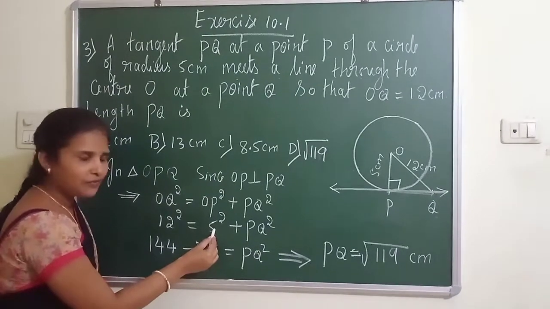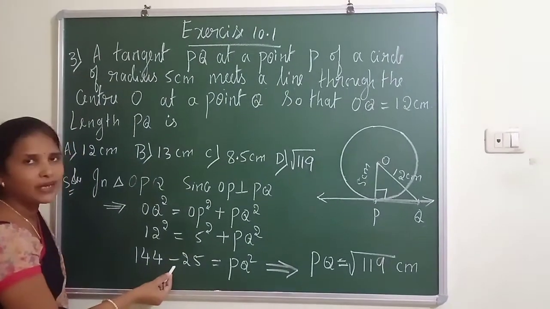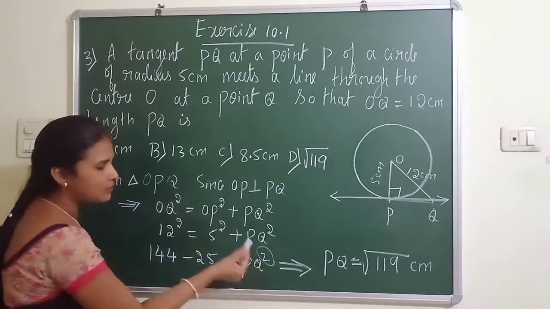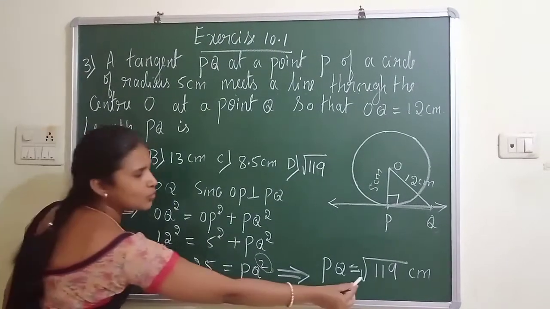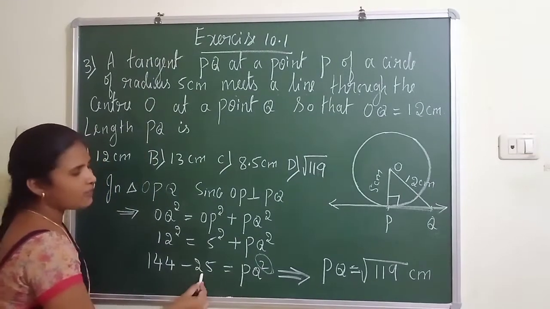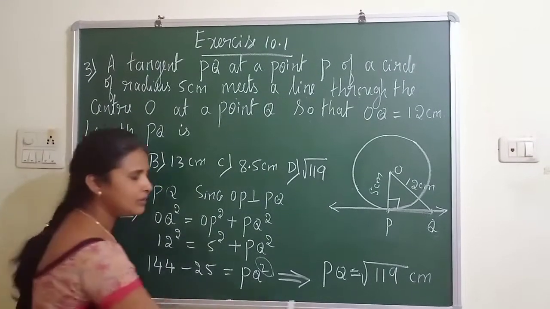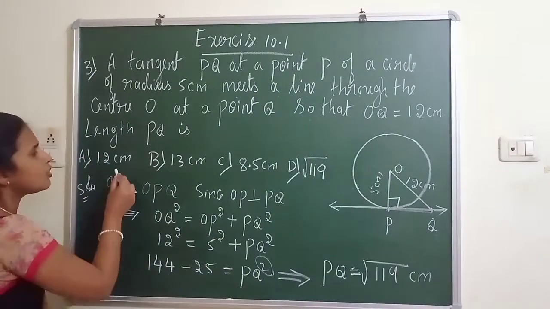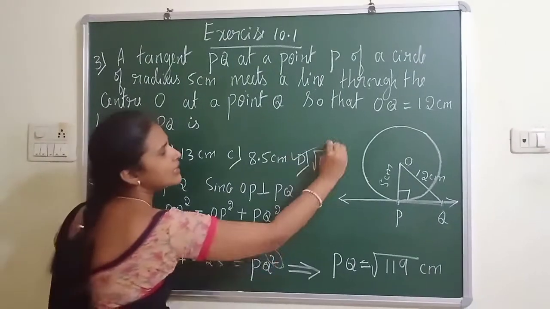5 square is 25. When you bring this side, it becomes minus 25. And you have here PQ square. And when this square goes to the other side, it becomes root. So 144 minus 25 is 119. So PQ can be written as square root of 119. So among the 4 options, option D is correct.